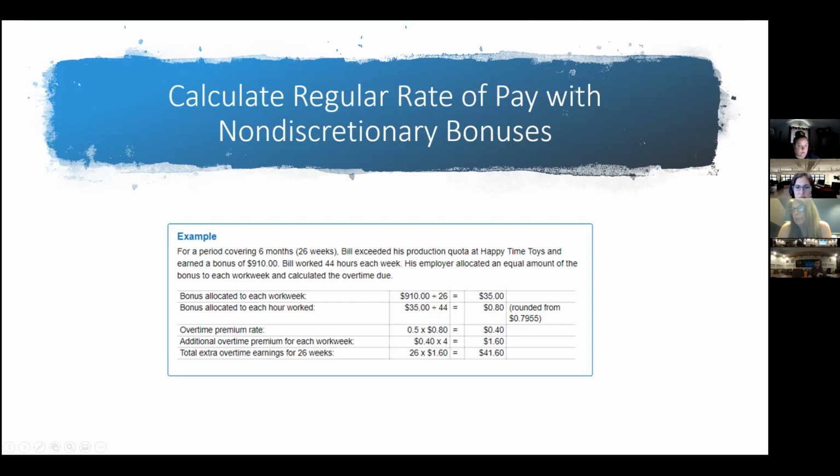So the bonus allocated to each week is going to be the $910, and we're going to divide that by 26 weeks. So $35 each week. We're going to then decide how much of the bonus was for each hour worked. So we're going to take the $35 and divide it by 44. Since there was 44 hours worked each week, we round to 0.80 from 0.7955.